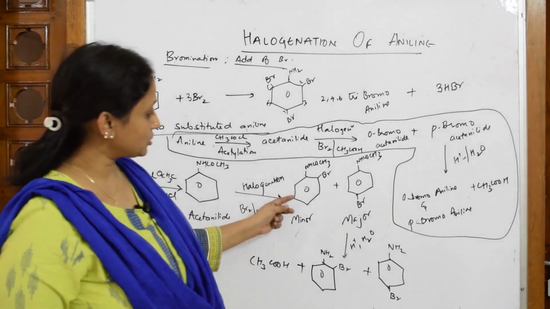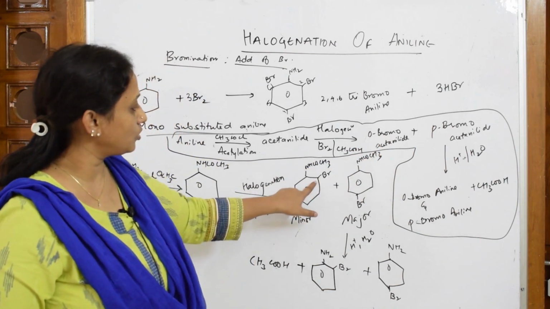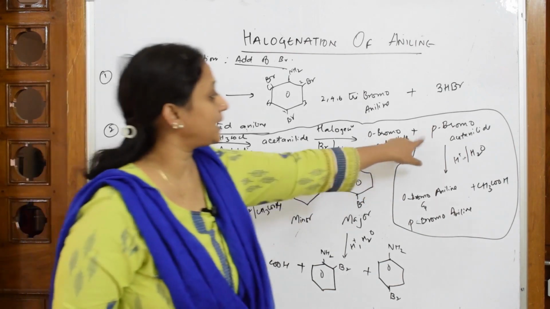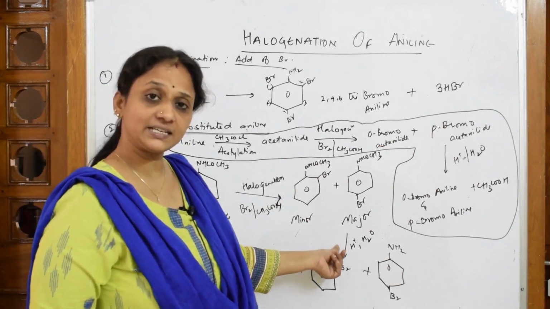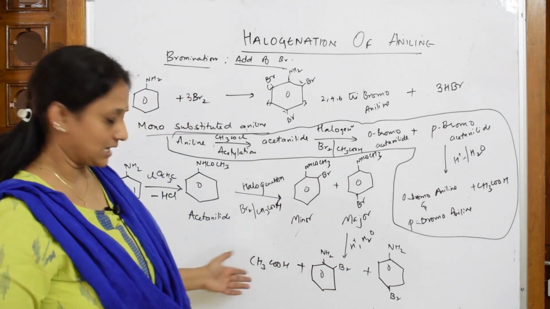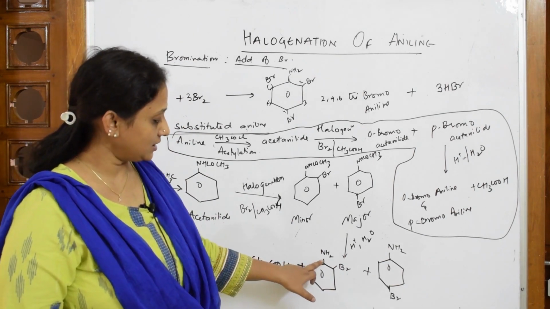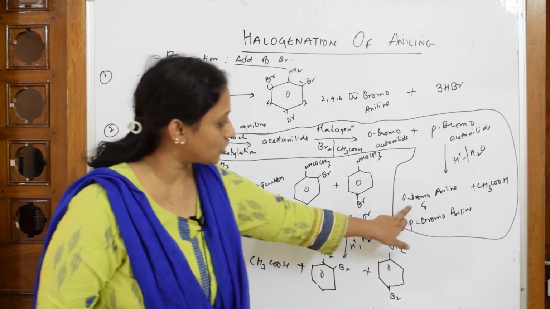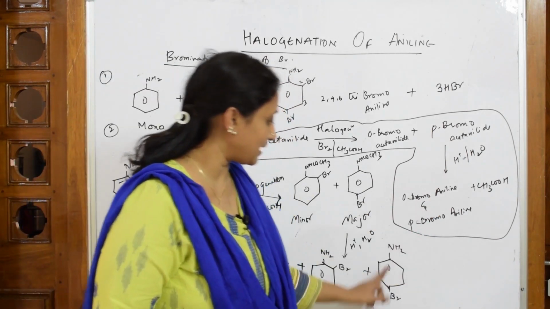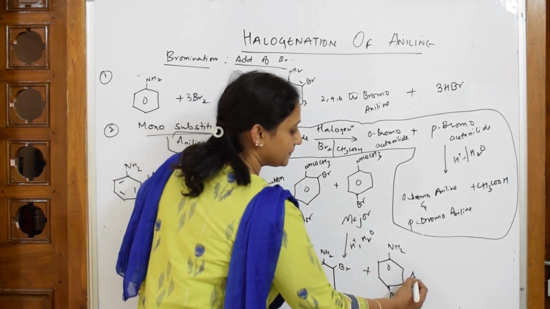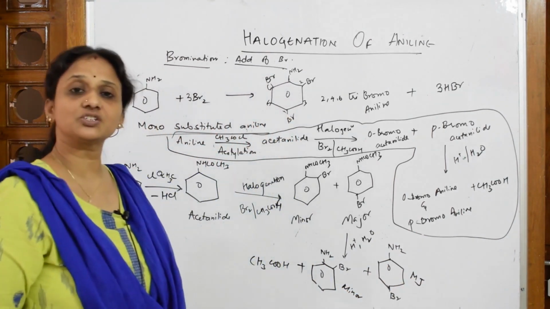Then you get a mixture of two products. One is orthobromoacetanilide and parabromoacetanilide. After that, you are hydrolyzing it. Then acetic acid is out. Not just balanced, I've written acetic acid out. And aniline with orthobromoaniline, separate product. Parabromoaniline. This is major, this is minor. So this is your halogenation reaction of aniline.